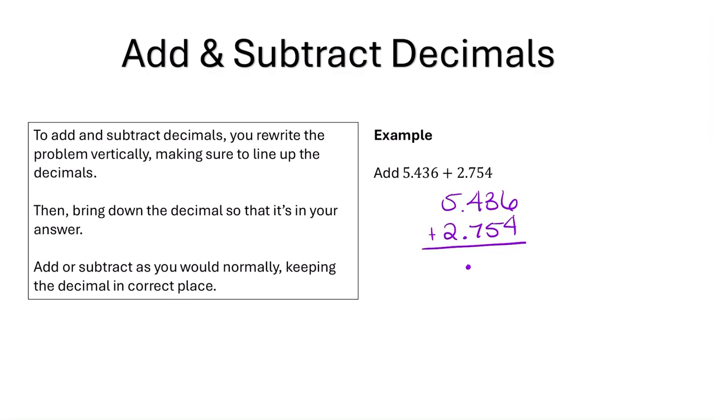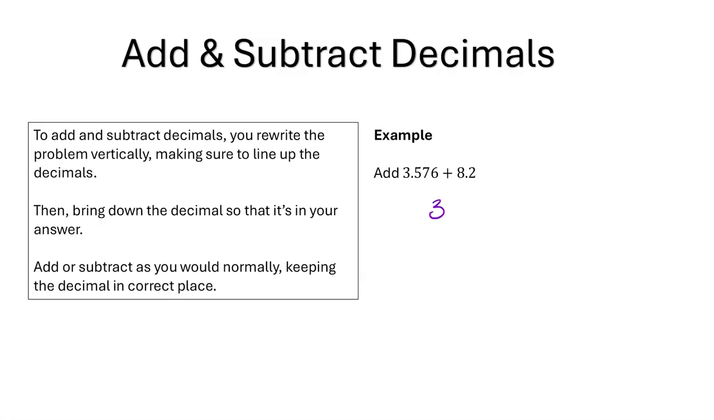So 6 plus 4 is 10, carry 1. 5 plus 3 is 8, plus 1, so I have 9. 4 plus 7 is 11, carry 1. And then I have 5 plus 2 is 7, and then I add my remainder, so I get 8.190. So remember, we usually don't include trailing zeros in our final answer, so 8.19 is actually the correct way to write this answer. So let's try adding 3.576 and 8.2.